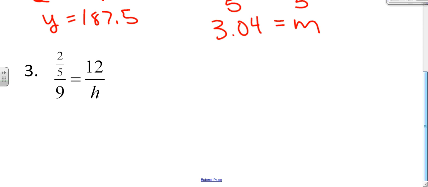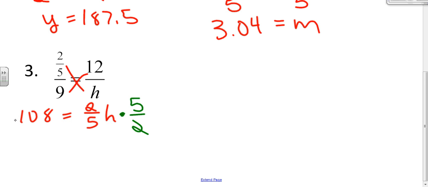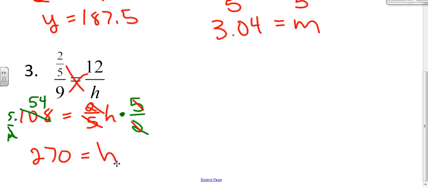And finally, I have 2/5 over 9 equals 12 over h. I'm going to cross multiply here. 9 times 12 is 108. 2/5 times h is just 2/5 h. To solve for h, I'm going to multiply both sides by the reciprocal of the coefficient. So I'm multiplying both sides by 5/2. And I can cross reduce here. 5 times 54 is 270. So 270 is equal to h. And that's how we solve proportions.